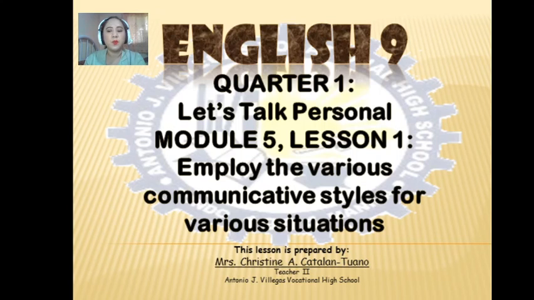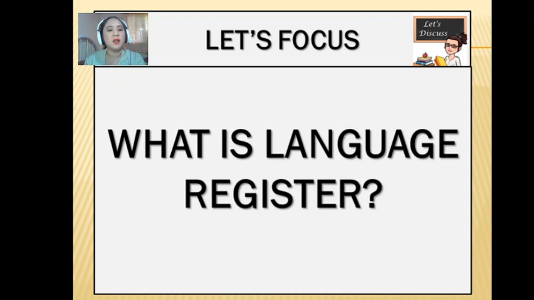This is part 2 of Module 5, Lesson 1 of Quarter 1. If in the first part we talked about communication style, in this part we're going to talk about language register. So what is language register? Language register is the level of formality that you use in different circumstances.